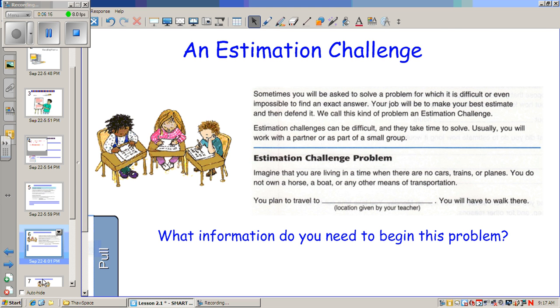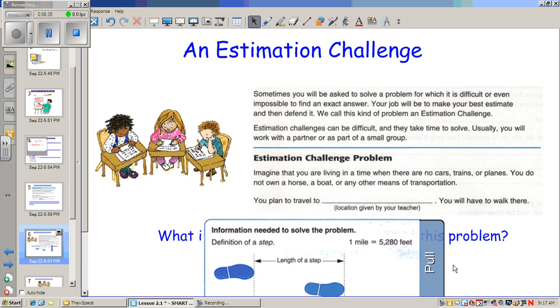So before you know your location, what do you need before you can figure this out? Think about what you would need to know before you could start or make an estimation on how far you thought it was. I'm going to give you a little hint here. A definition of a step is the length of a step. Now, a step is just a normal step, not as far as I can stretch my legs out, but just a normal step. You're just walking, and somebody can measure from the front of your back foot to the front of your other foot, so right to left or left to right.